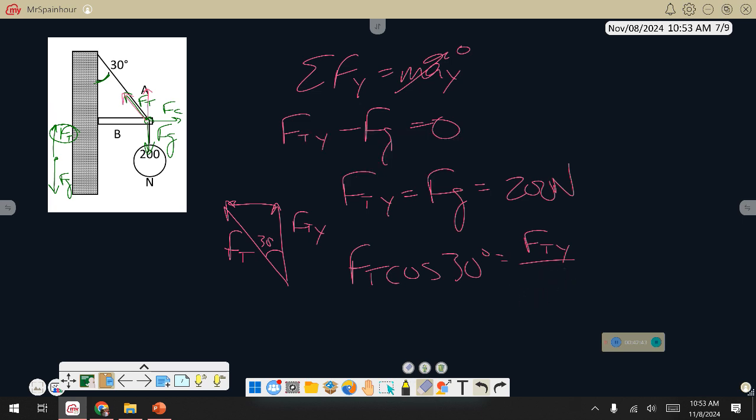Then divide by cosine of the angle. Bringing you some trig that you don't usually see. You don't usually divide by cosine, but the reason is that you usually have the hypotenuse and you're trying to get the sides. In this particular case, you have the side and you're trying to get the hypotenuse.